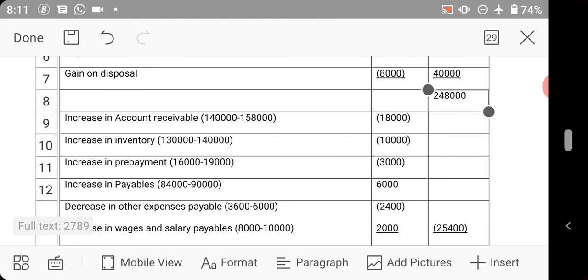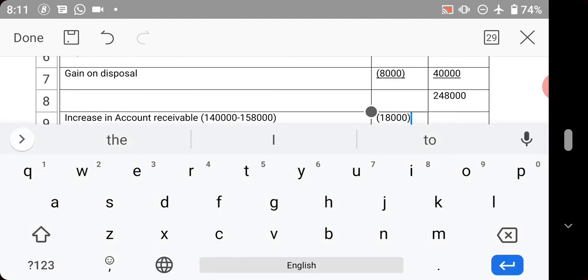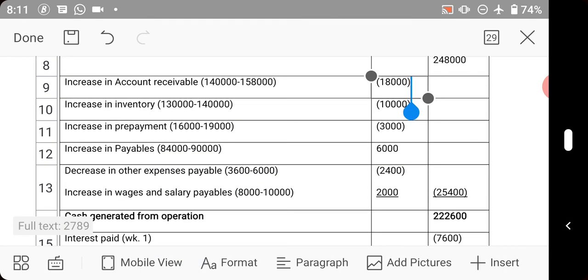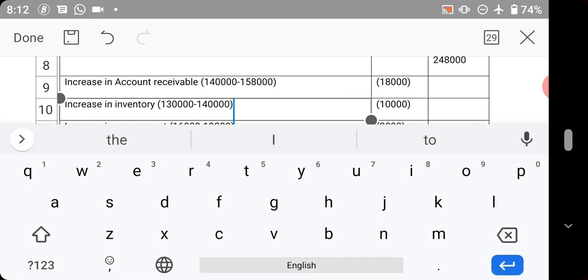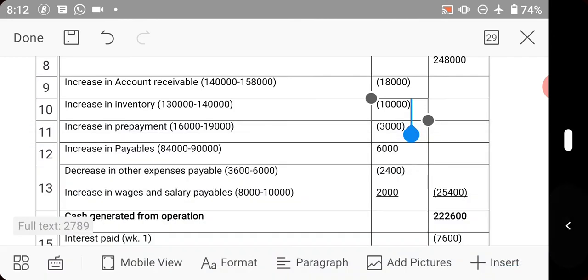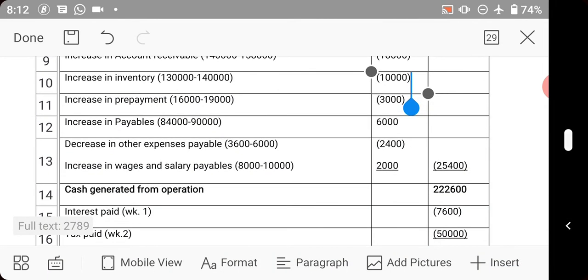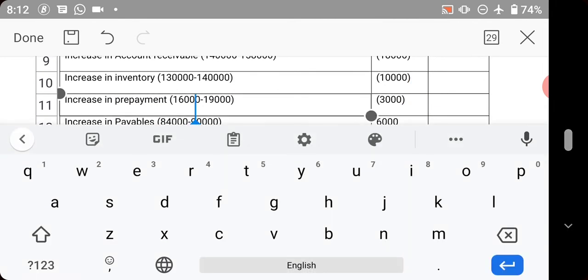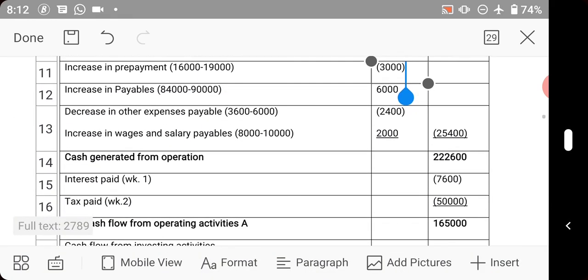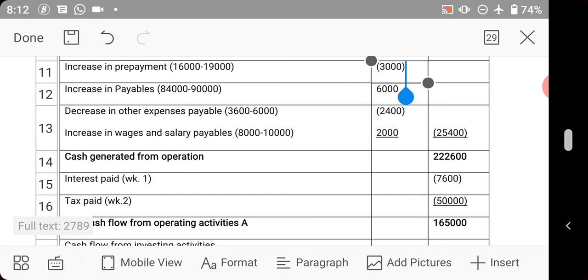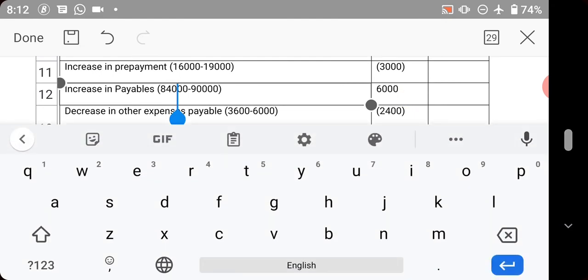It increased, you deduct. Inventory was 130. At the end of the year, it was 140. It increased, you deduct. Prepayment was 16. At the end of the year, it was 19. It increased, you deduct. Payables was 84,000. At the end of the year, it is 90. It increased, you add. I told you the other way around.